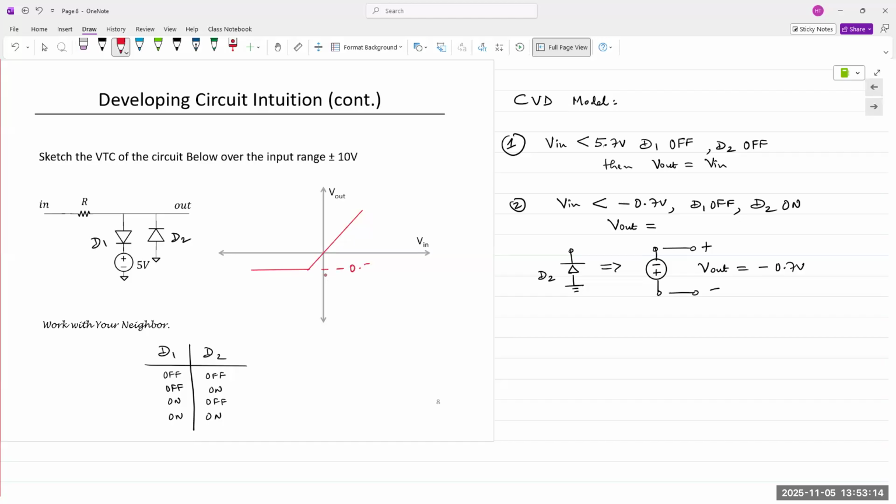So minus 0.7 volts, and this would be plus 5.7 volts. And that's the last case, which again is similar to the first one. So V in goes greater than 5.7 volts. D1 turns on. D2, of course, is going to be off. And so V out is equal to 5.7 volts.